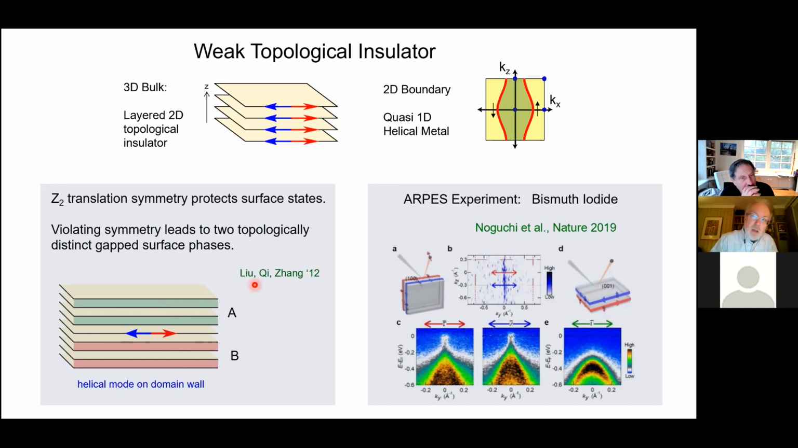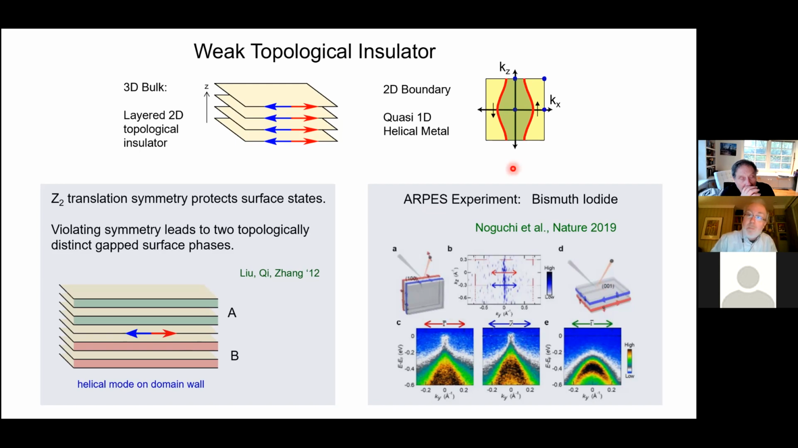Okay, and so we've known theoretically about weak topological insulators for 15 years. There's actually a relatively recent experiment where people have seen evidence of a weak topological insulator in bismuth iodide. So it's Bi4I4. And so what they do, angle resolved photoemission spectroscopy on the top surface as well as the side surface, and they see evidence that there's nothing on the top, but they have a quasi one-dimensional Fermi surface on the side surface.